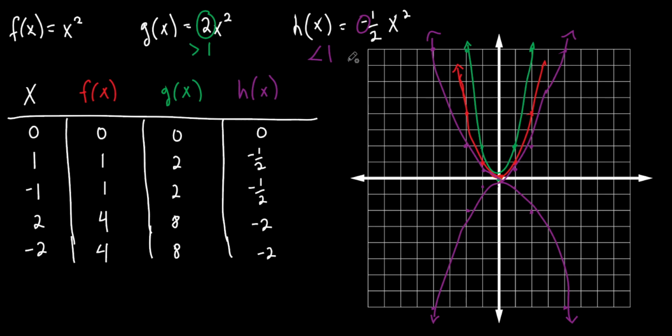See what it did? So what does that negative make it do? Makes it open down. If it's positive, it would open up. Okay, if this coefficient is greater than 1, it would make it skinnier. If it's less than 1, it would make it fatter, wider. Okay? Make sense? Yeah.